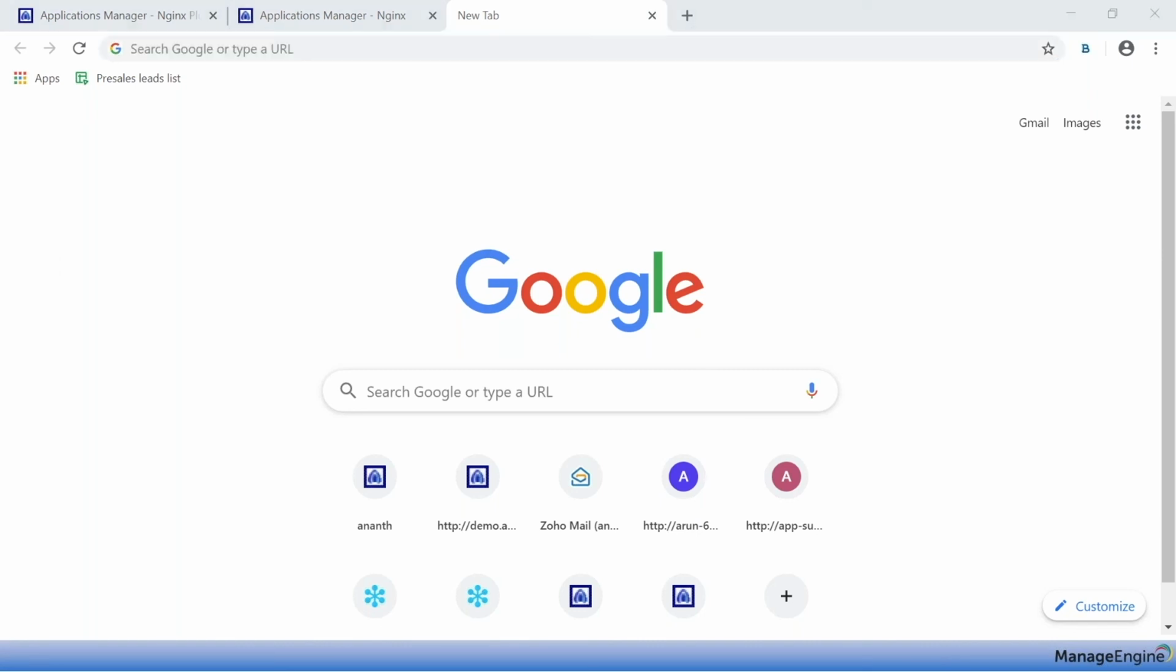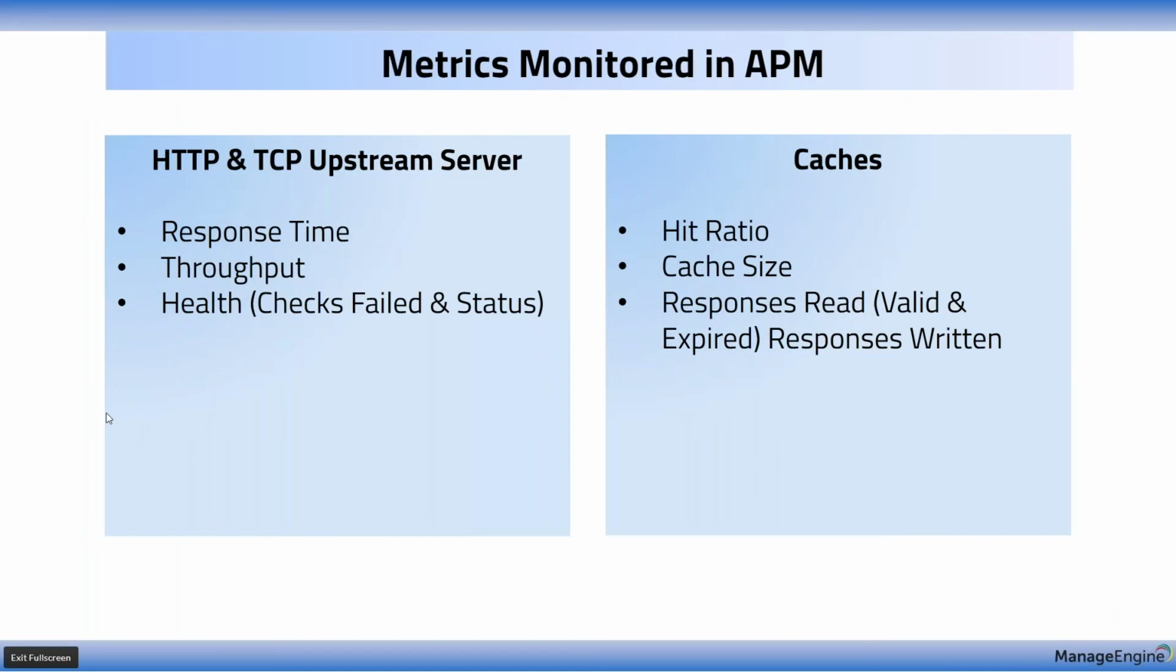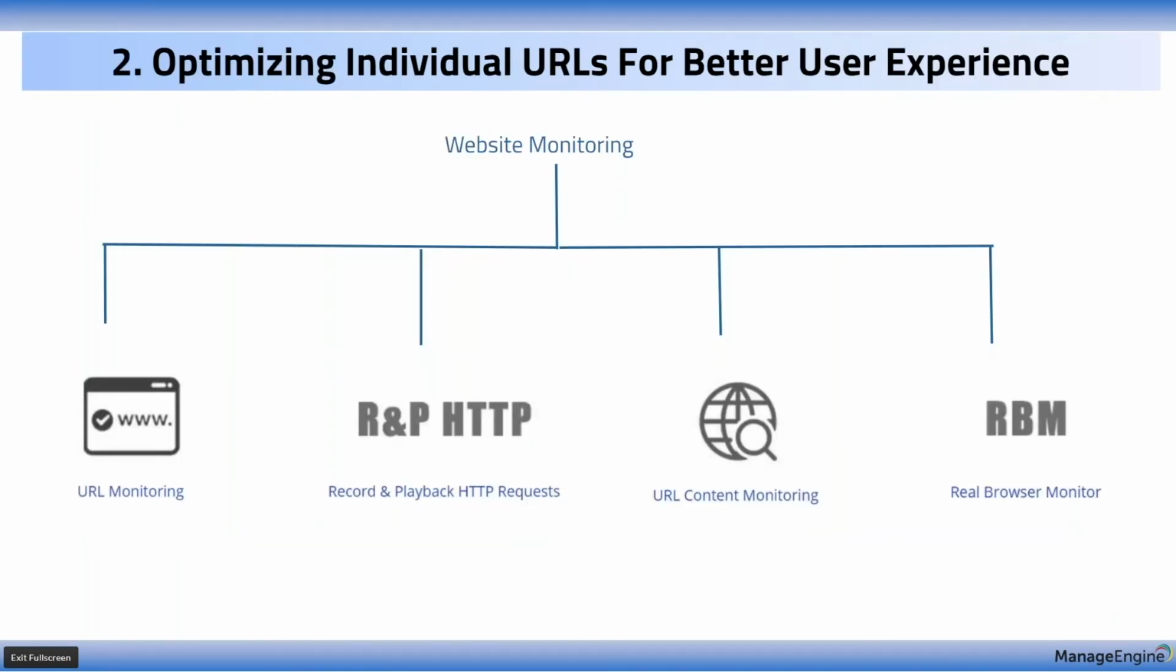So let me switch back to the presentation and see the various ways that you can monitor your websites using Applications Manager. The most basic way is URL monitoring. Say for example, you enter google.com in your browser, and if you see that the web page is opening, that means the server is responding. So that's what we will be doing in the URL monitoring, and I'll show you the additional metrics that we monitor, and the URL sequence and the website content monitoring.